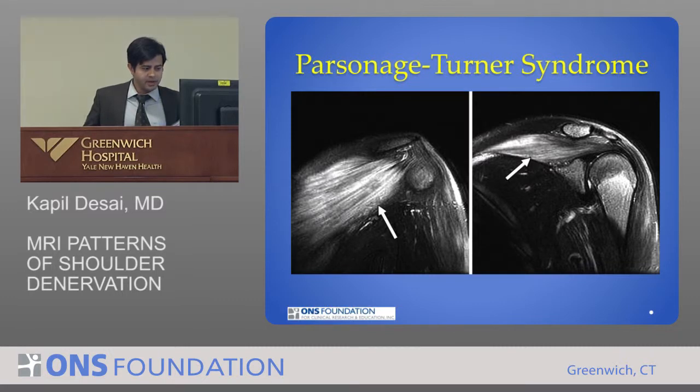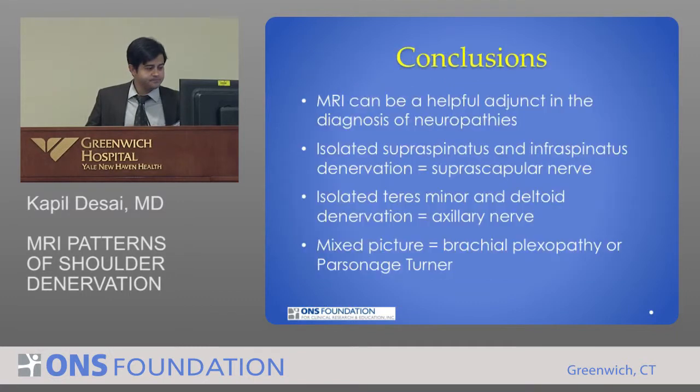Here's another example. Here's a patient presenting with upper extremity weakness, mixed pattern. We have edema in the infraspinatus, edema in the supraspinatus, and also here, edema in the deltoid muscle. So when you see mixed pictures like this, you want to think about Parsonage-Turner syndrome.